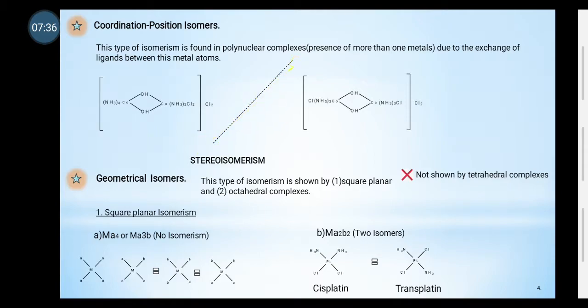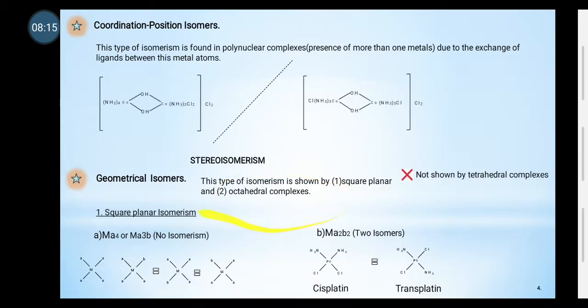Now going to the second type of isomerism, which is stereoisomerism. We have geometrical isomers and optical isomers. Now this geometrical isomer is of various types, which we must understand stepwise. This type of isomer shows in square planar and octahedral complexes. It does not show in tetrahedral complexes. Please follow what I'm saying: square planar and octahedral.